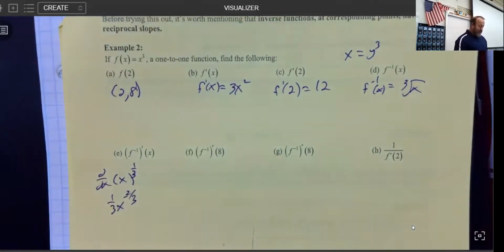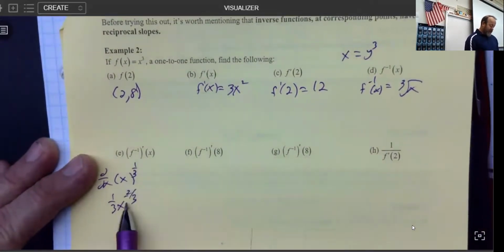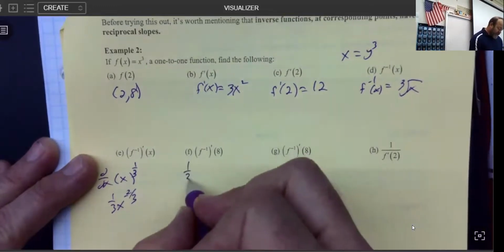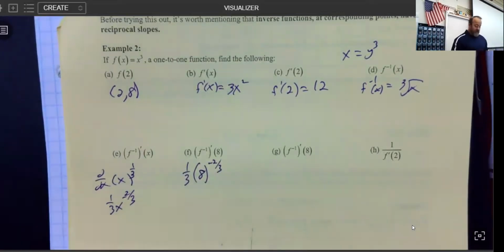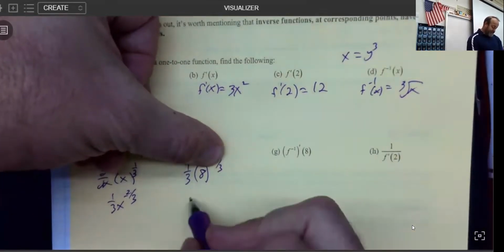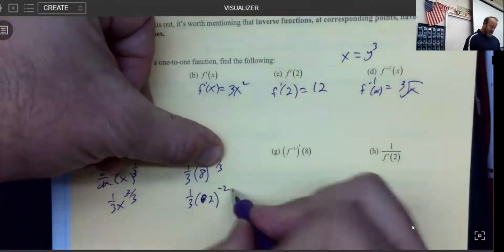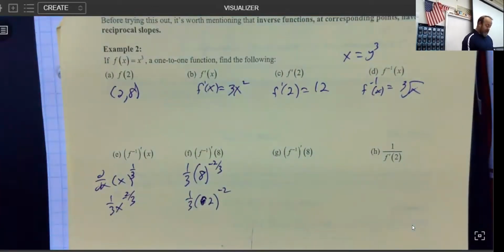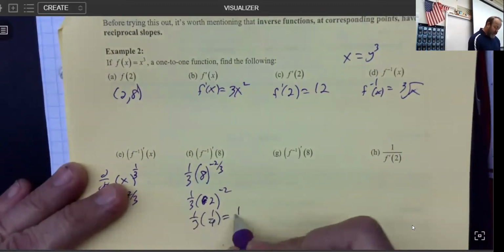And now they wanted me to plug in the number 8. So let's see what happens if I take this inverse derivative and plug in 8. I have 1/3, and I'm going to raise 8 to the negative 2/3 power. Now this is actually really important to understand. 8 to the 1/3 power gives me 2, and I'm going to raise that 2 to the minus 2 power. 2 to the negative 2 power is 1/4, and I got 1/12. Well, what do you know?